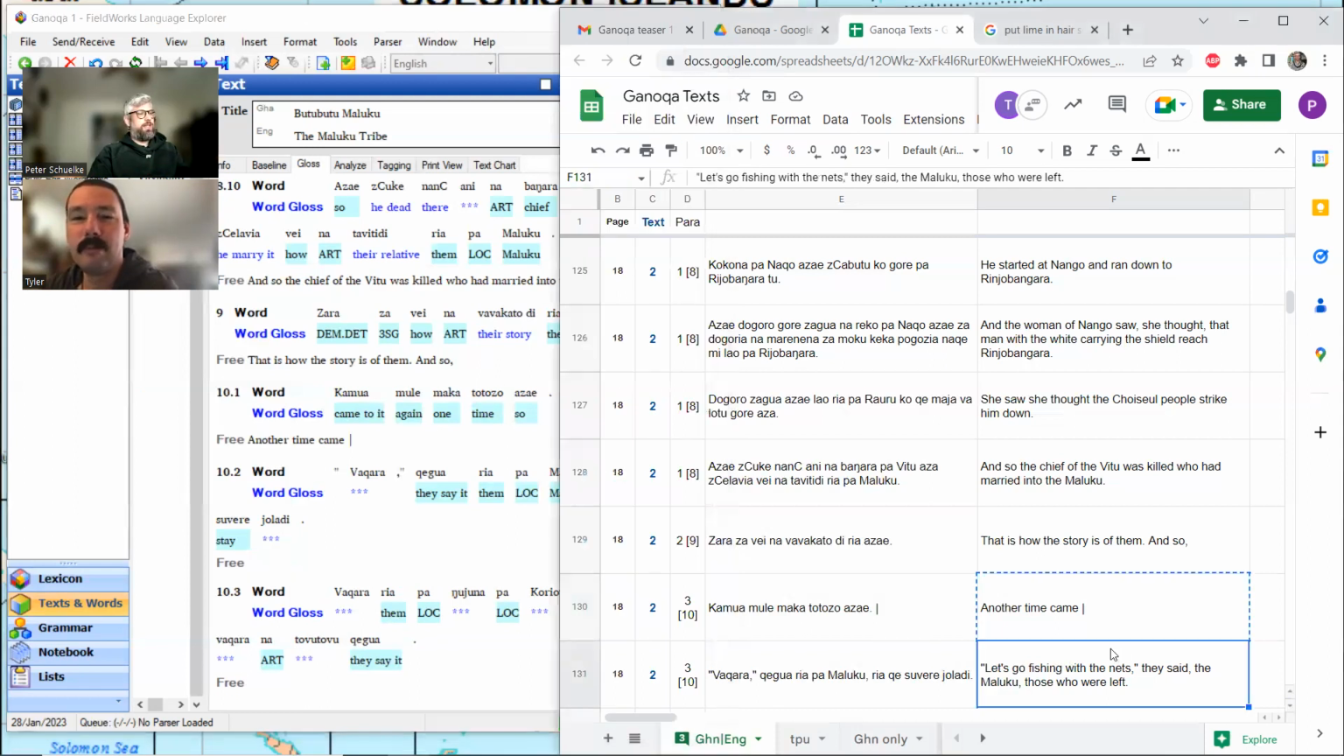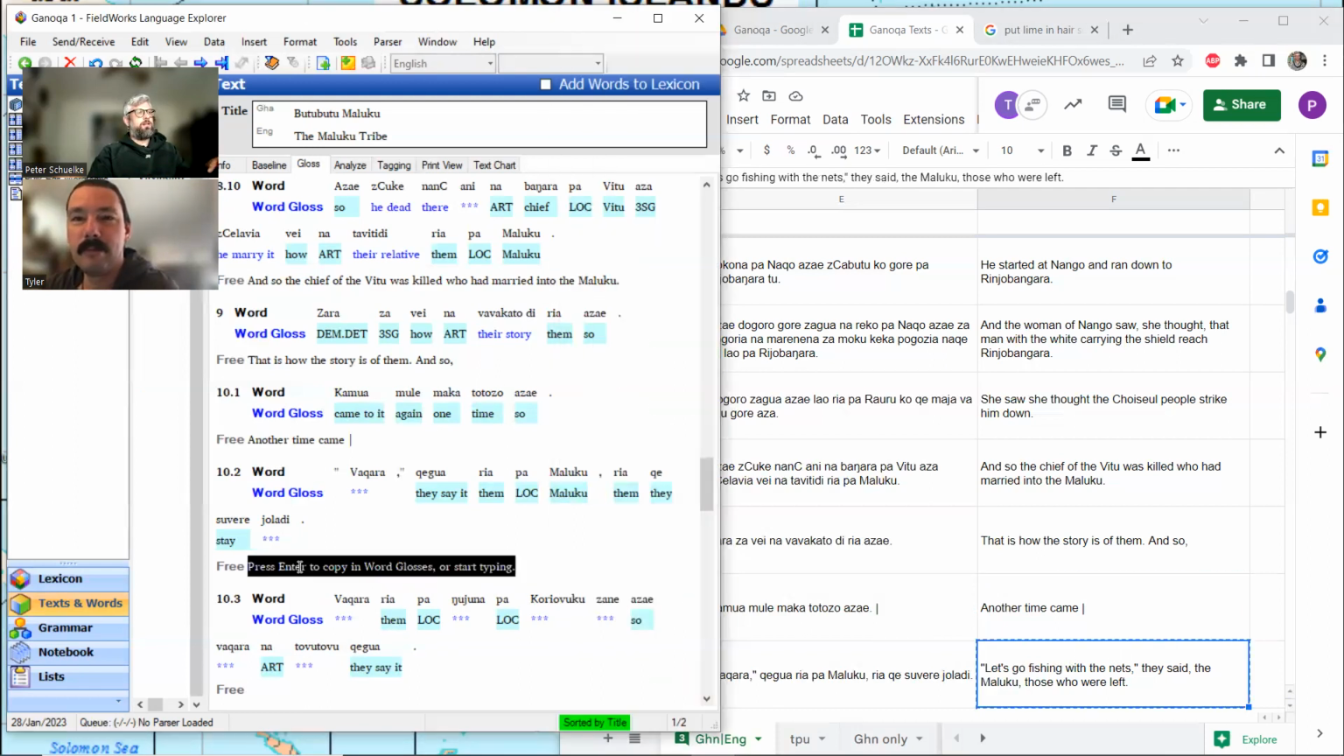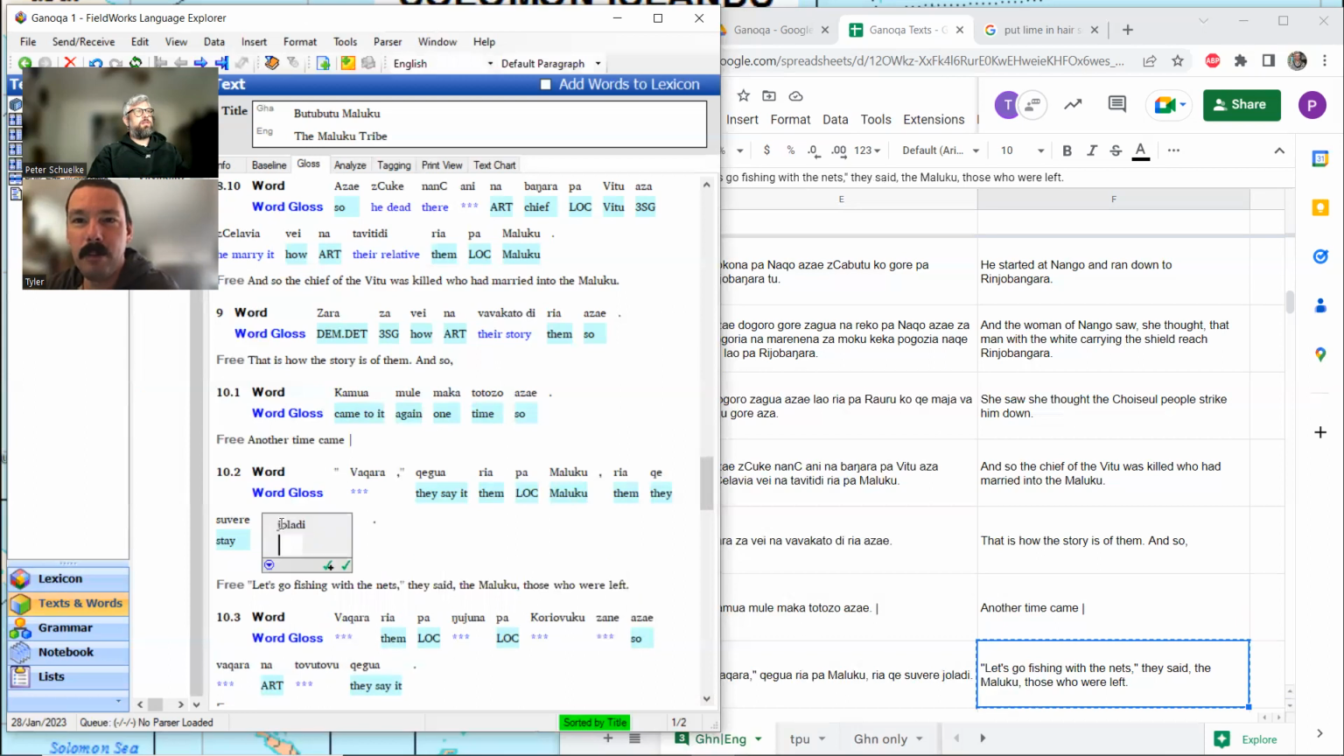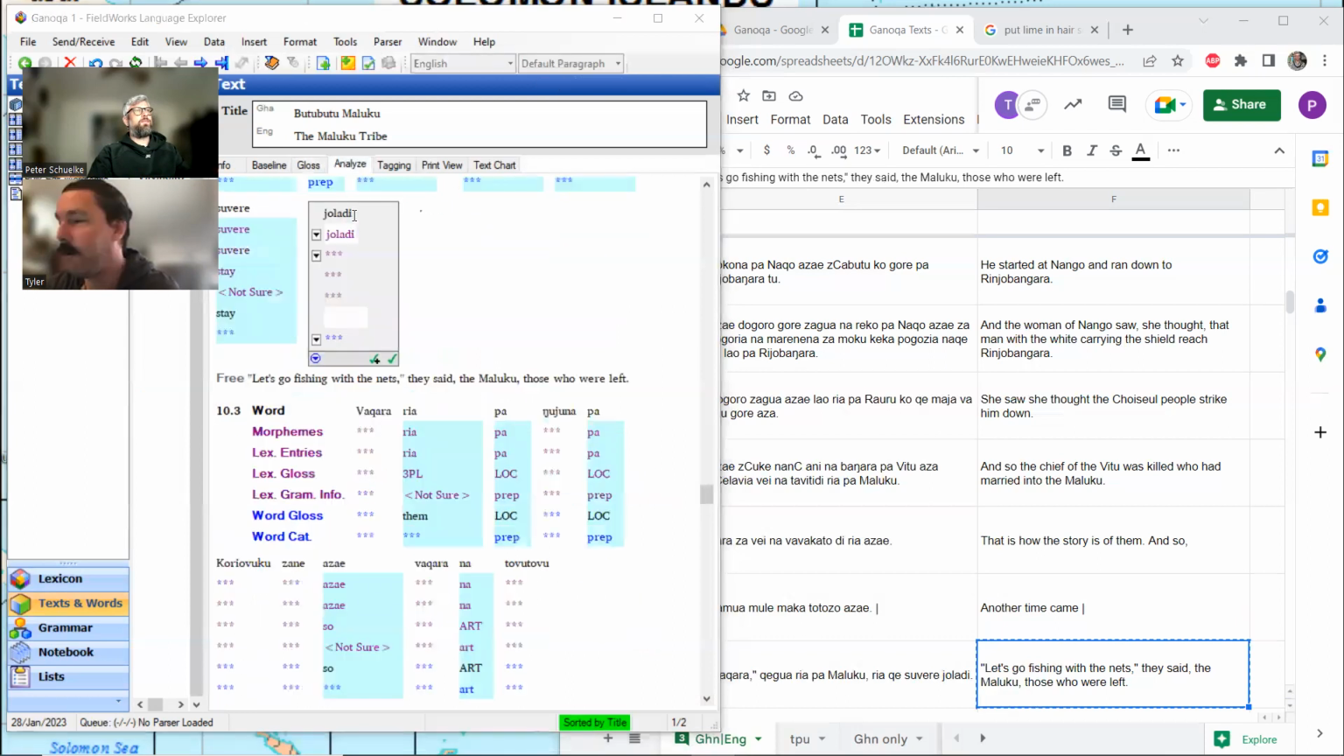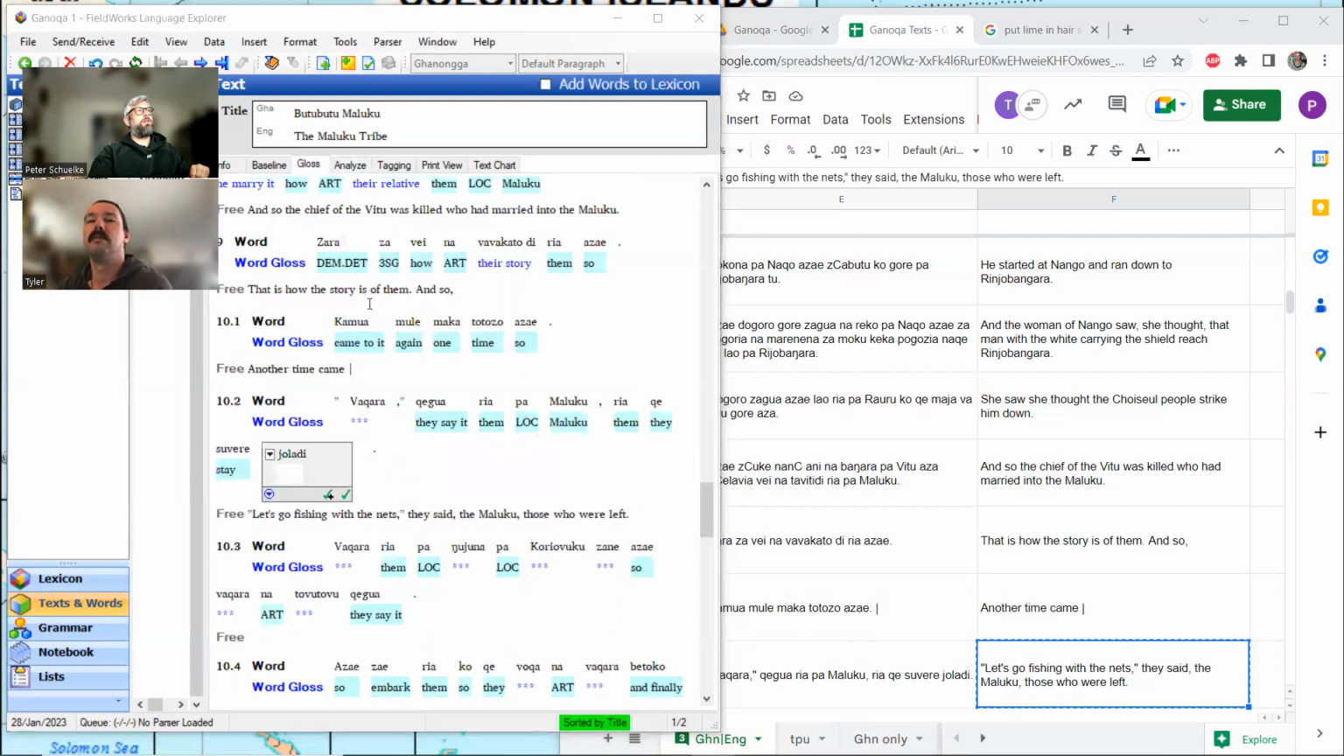Okay, let's go fishing with nets. Another time came to it again one time. So we have Azai. Immediately have Jolandi here. I'm separating the D. I already know that D is doing stuff. Stay, so we have a verb stay there. Let's go fishing with it. It's Vangara. Now, Vangara. That looks causative to me.